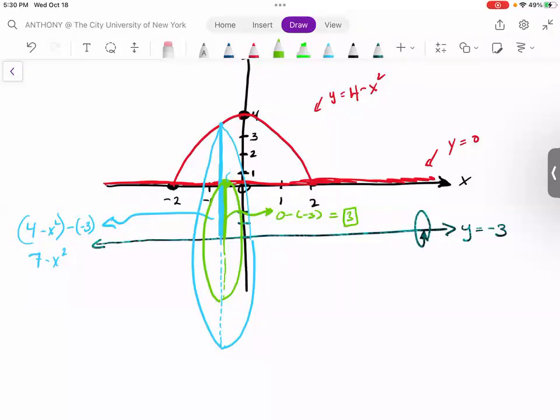So which one is the outer radius when you look at this graph? Would it have been 7 minus x squared or the 3? That's right. This will be your big R. This will be the little r.